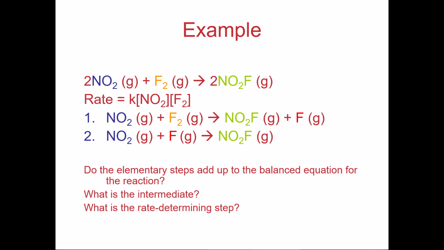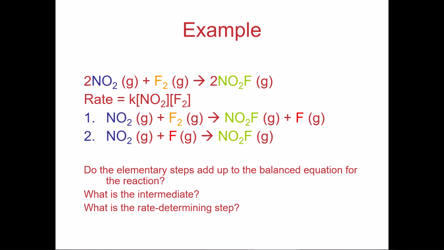Alright, so let's look at an example for our mechanistic steps. We have an overall balanced equation: 2NO2 plus F2 goes to 2NO2F. We want to look at our kinetic data, our rate law, and our two-step mechanism to determine if this mechanism fits with the data that we have.